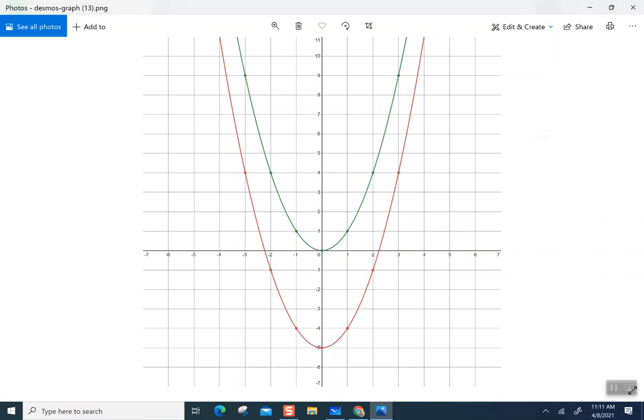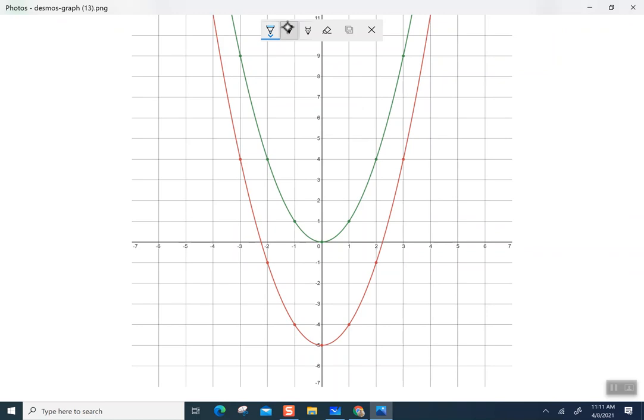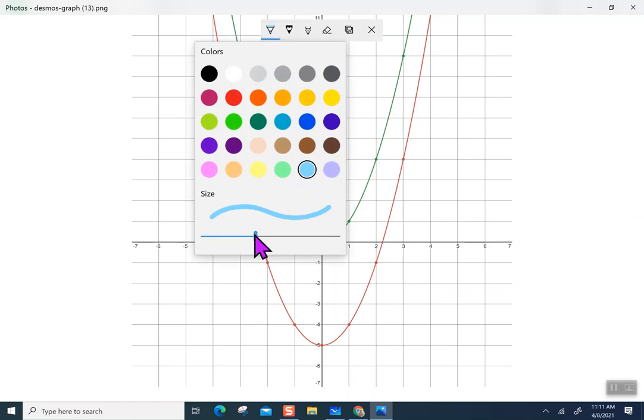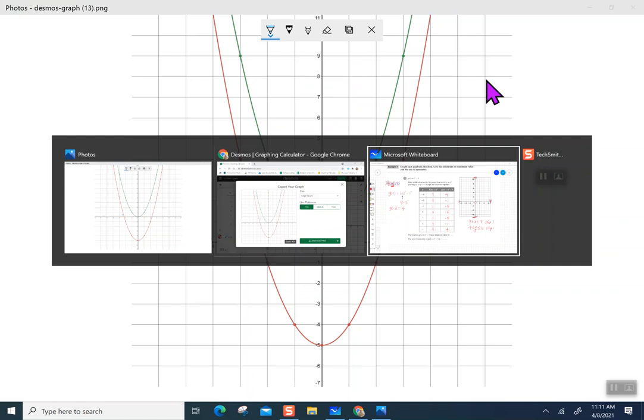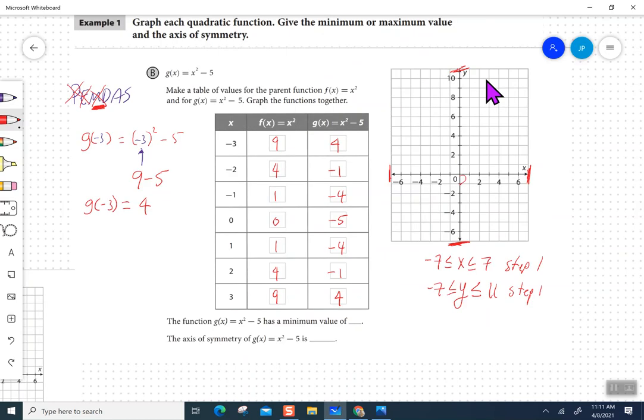Keep in mind the 2 questions it's asking right now. Actually I kind of don't mind this one too much. I just wish I could make it a little bit smaller. Okay, that didn't work. So let's grab this guy and make it just a little bit thinner. Okay, so here we go. Question is the function of g of x equals x squared minus 5 has a minimum value of.